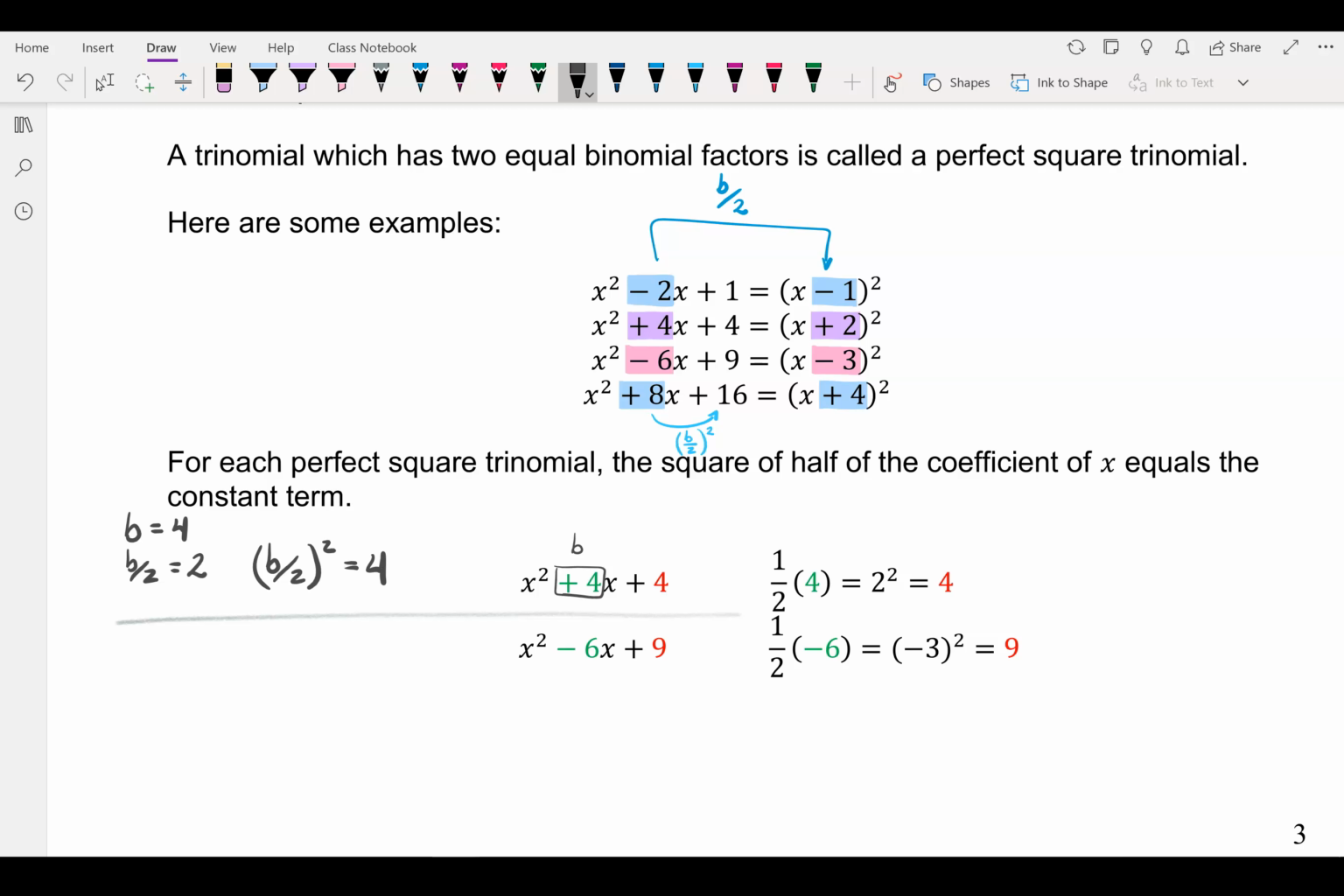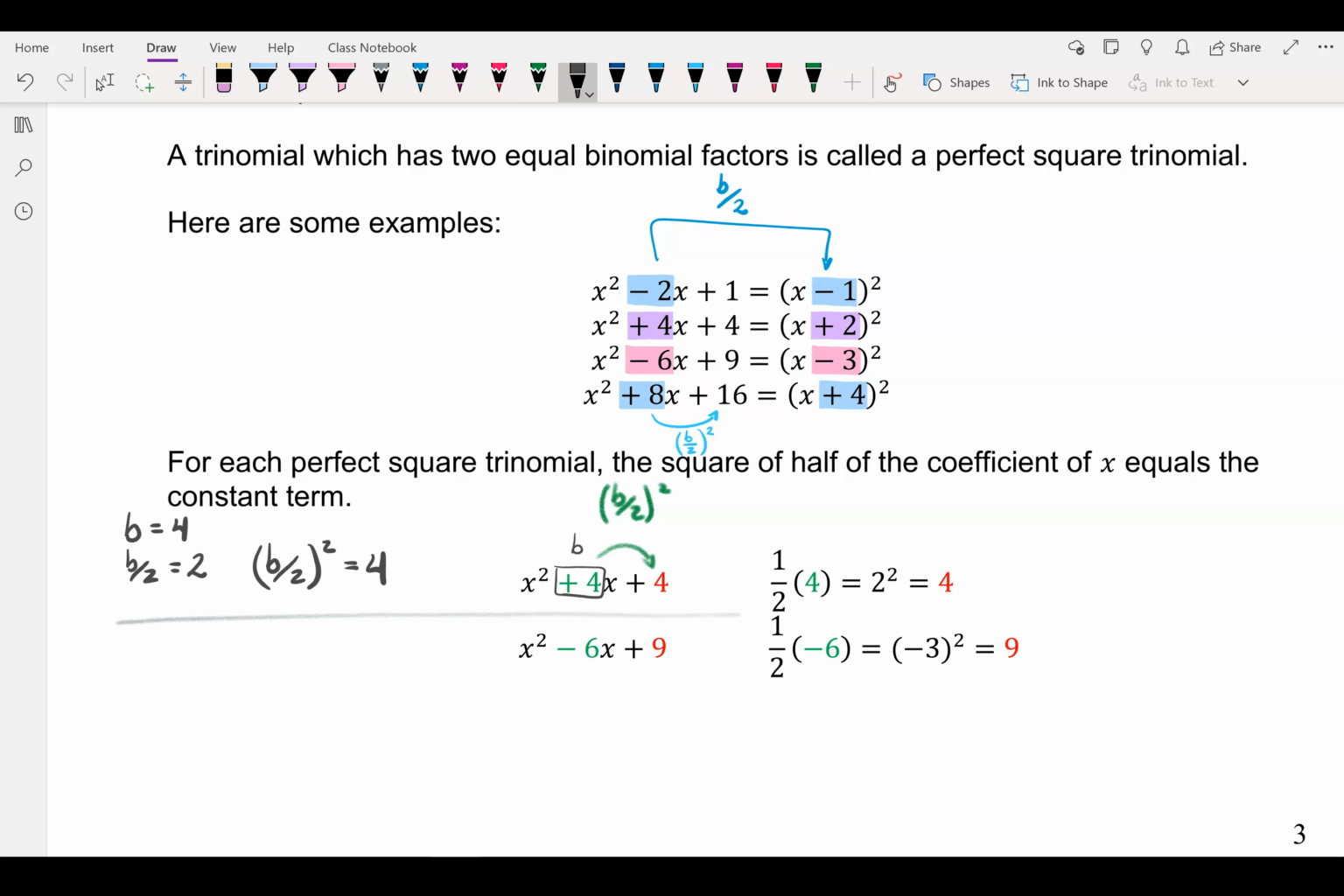So what it's trying to say is you divide it by 2 and square it. You get this value. Okay? b divided by 2 and squared. You're going to get that value. You don't need to fully understand why we're doing this yet. I just want you to recognize what it means to be a perfect trinomial.